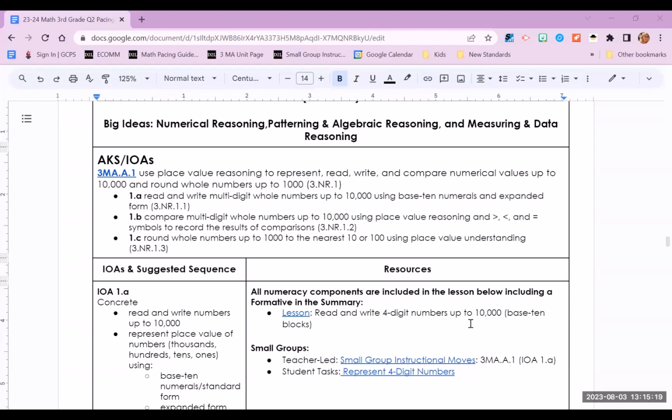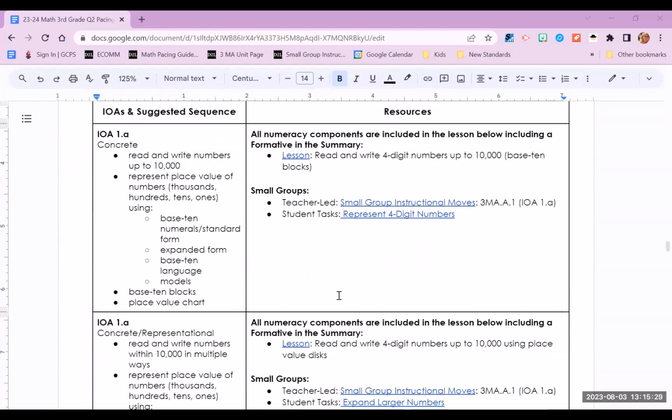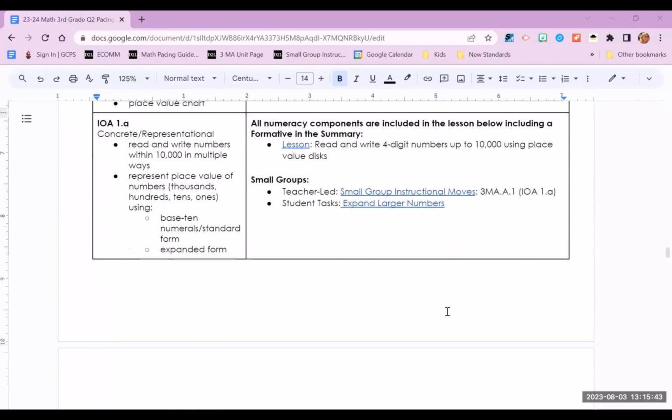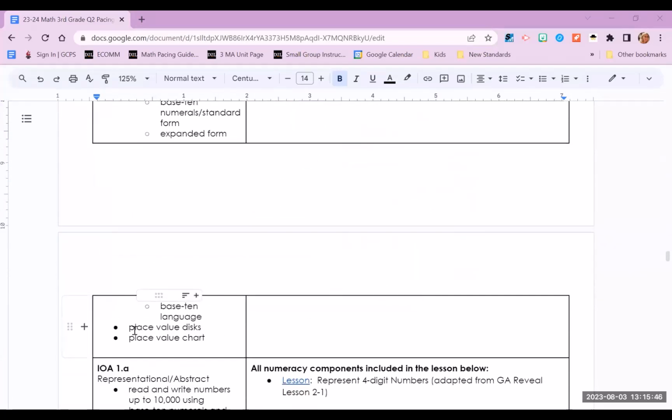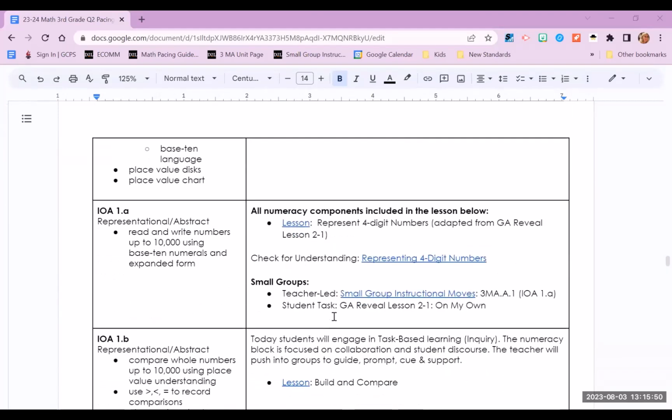These IOAs are building off of where we left off in Unit 1 as we move to work with numbers up to 10,000. We begin with a few days of representing numbers within 10,000 and introducing the thousands place value to students. We will represent numbers using place value discs. That is a new tool that we will be using during this part of our unit due to the magnitude of the numbers we will be representing.